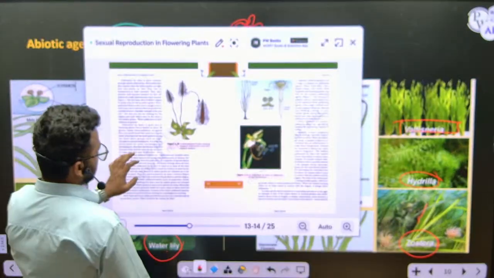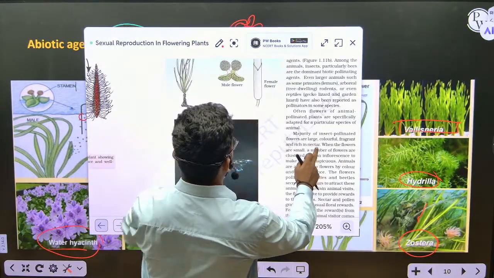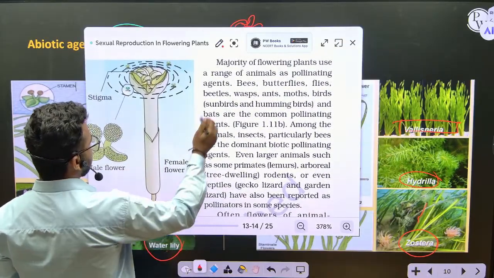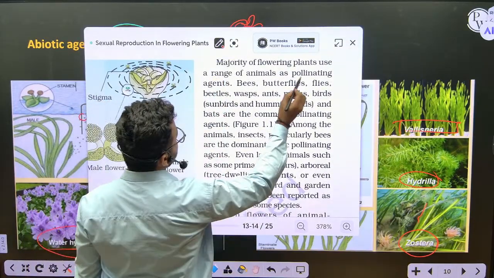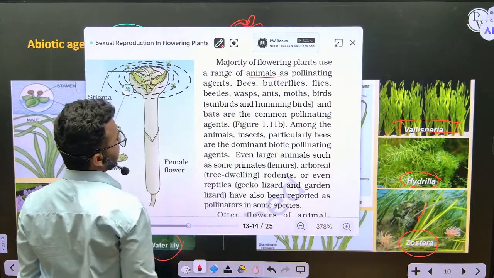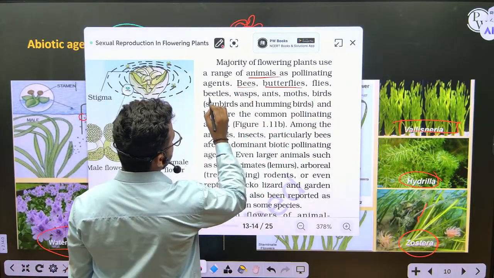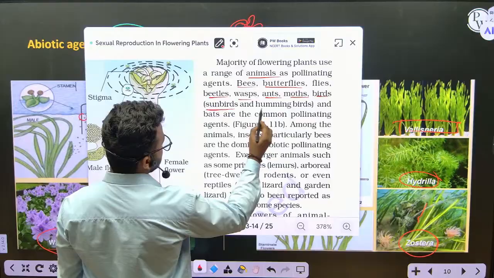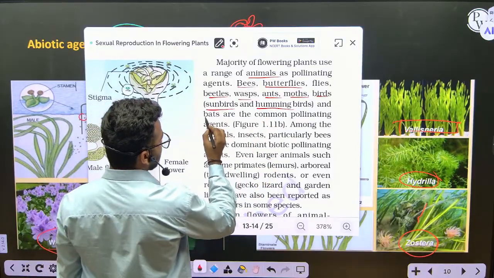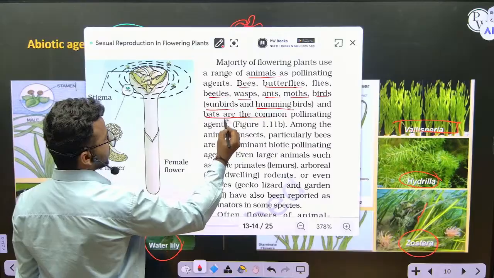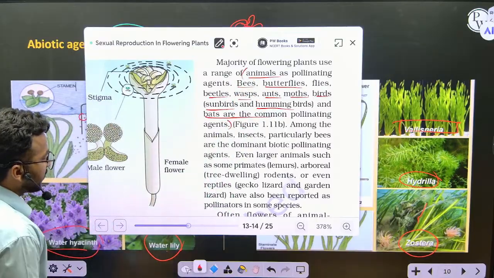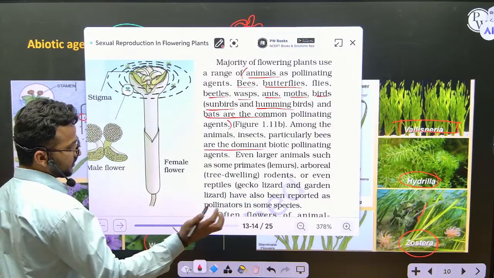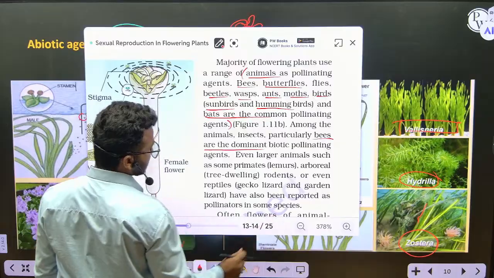So in the case of biotic pollination, the majority of flowering plants use a range of animals as pollinating agents, that is bees, butterflies, flies, beetles, wasps, ants, moths, birds, sunbirds, and hummingbird is the example for that. And bats are common pollinating agents. So these are common pollinating agents. Among the animals, insects, particularly bees, are dominant. Oh, that is very true. So initially I said, bees are the dominating one.